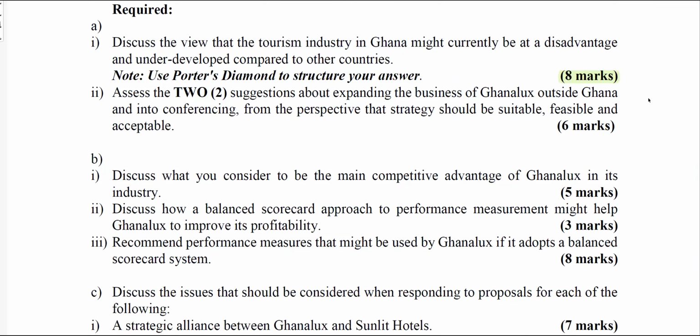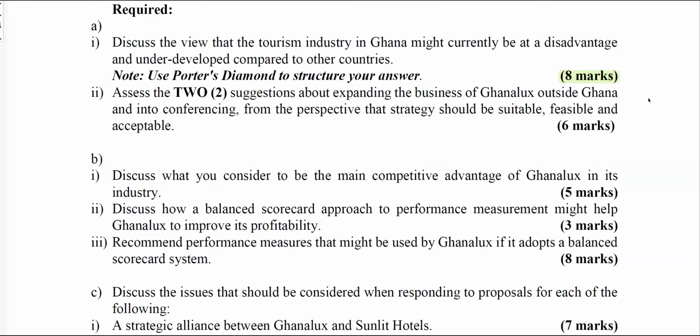Are they asking for favorable factors or unfavorable factors? They said might currently be at a disadvantage and underdeveloped compared to other countries. So are they asking for favorable factors or unfavorable factors? Unfavorable. So they are telling us that, looking at the Ghanaian tourism industry, it seems they are not doing well enough to compete with other countries. So what are the factors to consider?